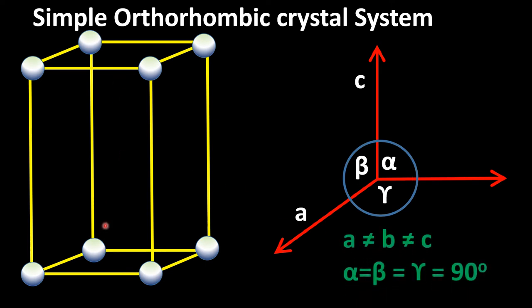Now here you can see that all sides are different. That is, A is not equal to B, not equal to C. All axes are of different length. But their angles are still 90 degrees. That is, angle alpha is equal to angle beta is equal to angle gamma. All angles are 90 degrees. So this is our simple orthorhombic crystal system in which the lengths of the axes are not equal to each other. All are of different length, but their interaxial angles are still 90 degrees.